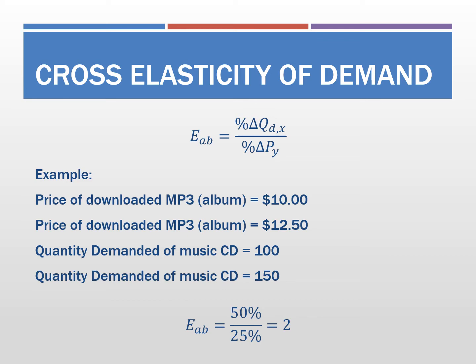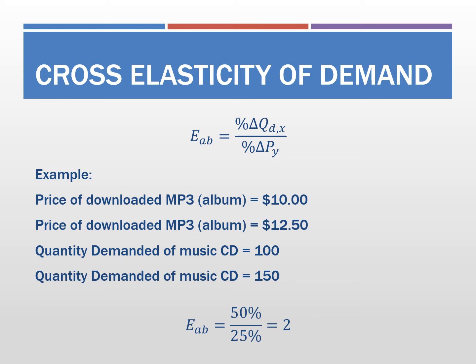Given the numbers here, we are basically assuming ceteris paribus. The price of the MP3 files increases from $10 to $12.50, holding everything constant, including the price of the CD, which is the same in the market. And we observe that the quantity demanded for music CD increased from 100 units to 150 units.